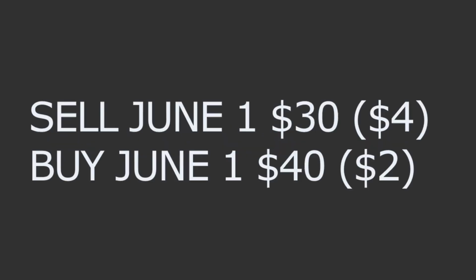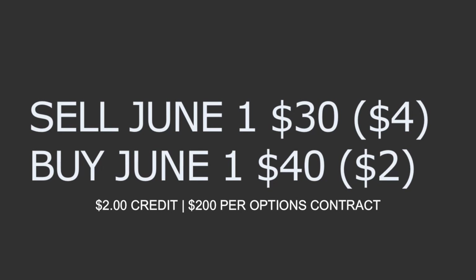Here's an example of a credit spread. You sell one June call option, strike price is $30, $4 you receive. You buy the June call option, strike price of $40 for $2. You pay that premium of $2. So the net that you get is $2, right? Or $200 per contract. And that's the most that you're going to make on this trade.